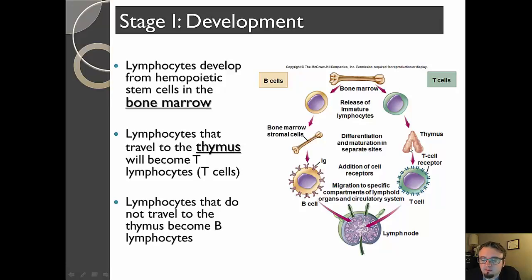Now, at some point, regardless of developmental location, these cells, once they're fully developed, will travel out of their respective locations and migrate into some of the nearest lymph nodes, or to different lymph nodes throughout the body. Lymph nodes, we talked about in chapter 14, are bean-shaped organs that hold white blood cells, primarily lymphocytes. You can think of these as the congregation centers for the lymphocytes.